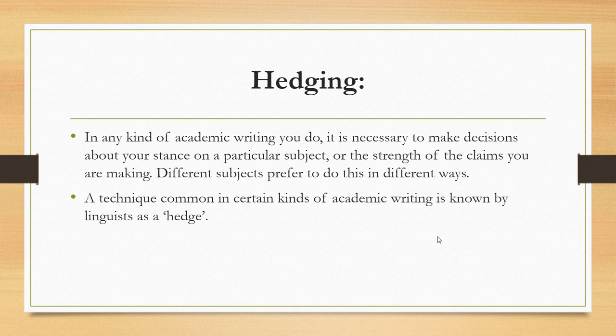Hedging. In any kind of academic writing you do, it is necessary to make a decision about your stance on a particular subject or the strength of the claims you are making. Hedging means when you write something, you have to clarify and tell your reader what stance you are going to take, what your view is about the topic. You have to tell the reader. That is hedging. Different subjects prefer to do this in different ways. Every subject will have its own way of doing that.